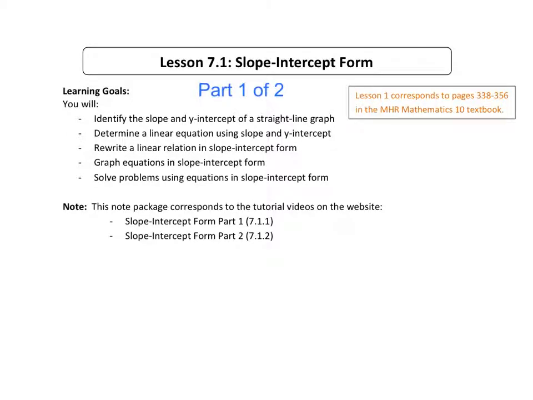In Lesson 7.1, Slope-Intercept Form, we will be looking at one of the ways to describe a straight line graph. You will identify the slope and y-intercept of a straight line graph, determine a linear equation using the slope and the y-intercept, rewrite a linear relation in slope-intercept form, and graph equations and solve problems using equations that are in slope-intercept form.